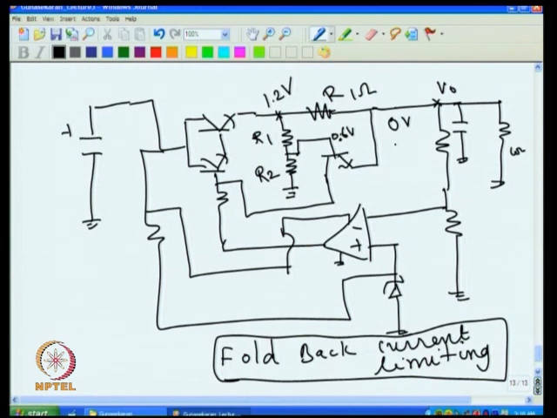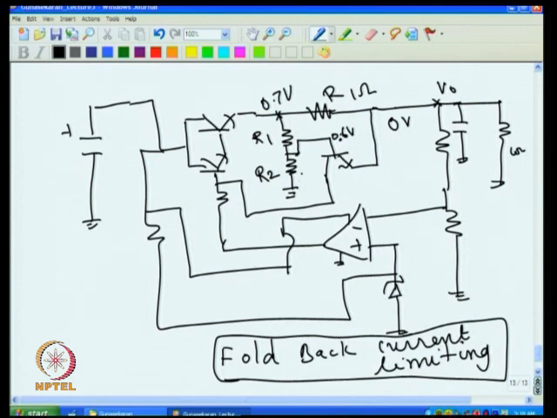Or I can also do it like this. I want only 0.6, so I can select not equal resistance here. I will not put equal resistance here and here; I put this value smaller and this value larger, in such a way that this is not 1.2. I can get 0.6 when this is, say, 0.9, or I can make it even, say, 0.7 volt. When it is 0.7, here I will get 0.6. All that is required is that I select these resistances.